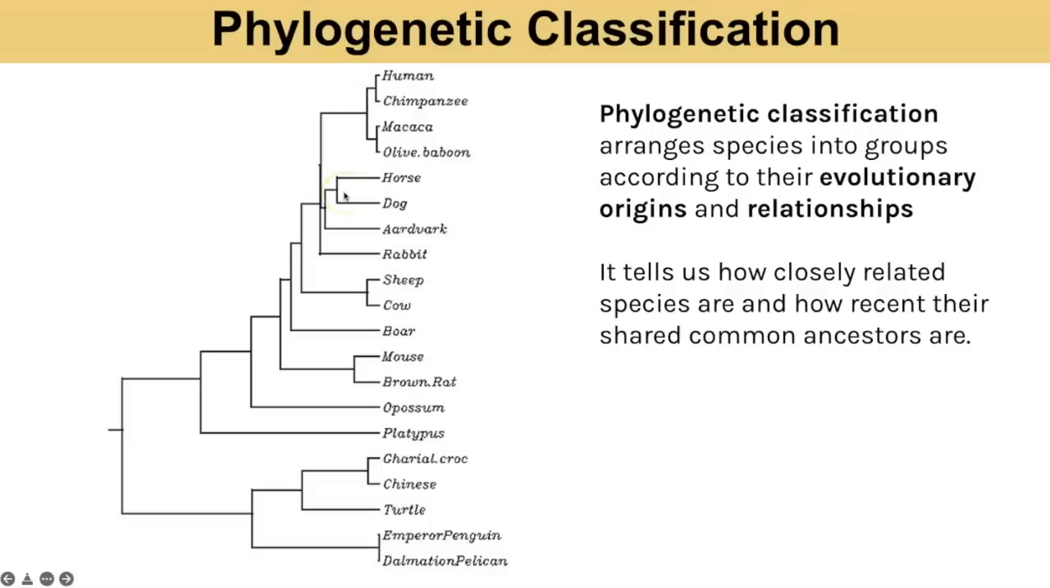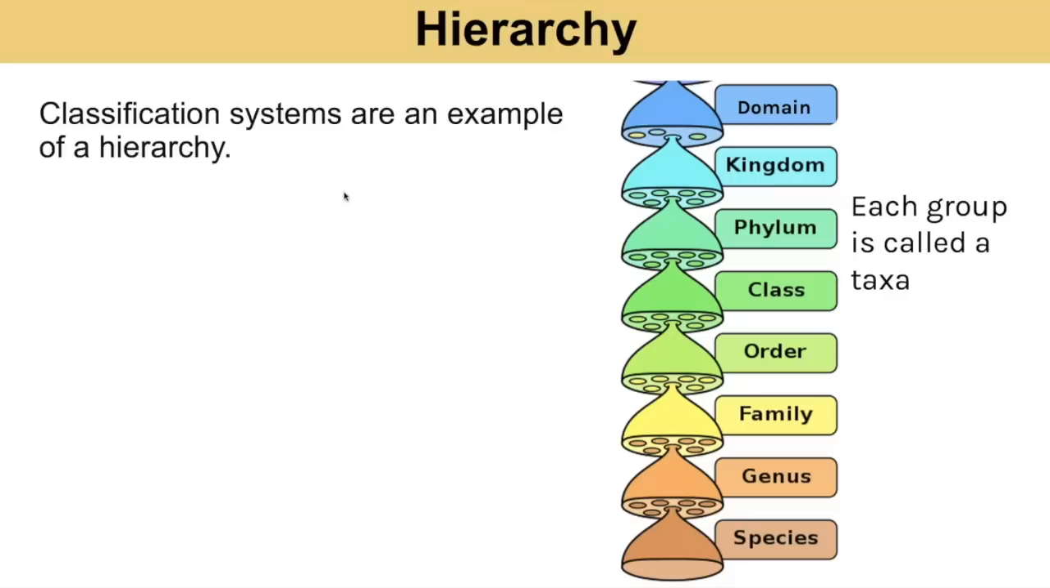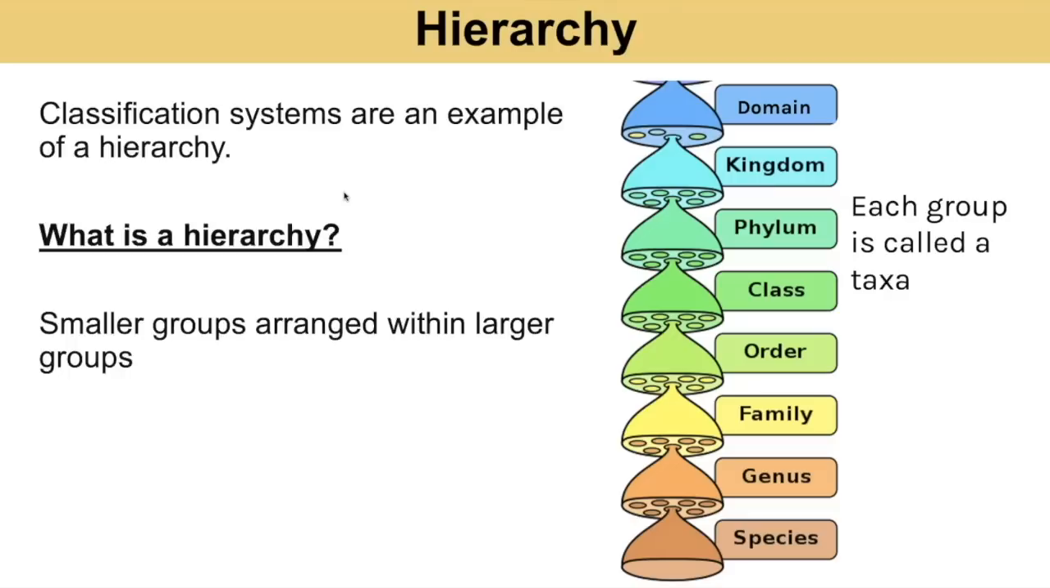And so on. So it is millions of years of accumulating mutations in these separate species. Now you can also classify and group using a hierarchy. And a hierarchy is when you have smaller groups arranged within larger groups, and there's no overlap between those groups. So this is one particular hierarchy you need to know off by heart. Domain, kingdom, phylum, class, order, family, genus and species.